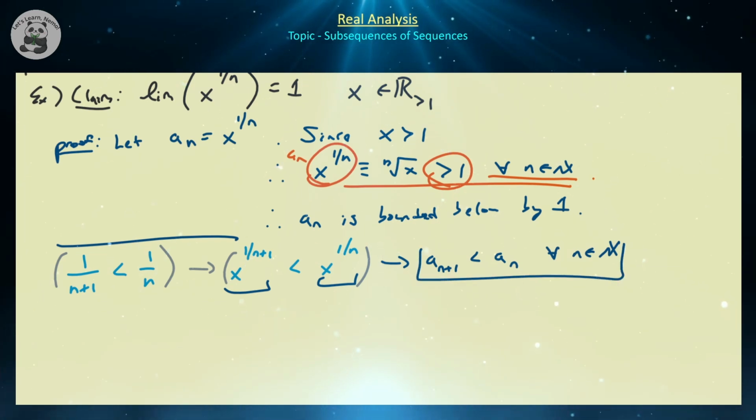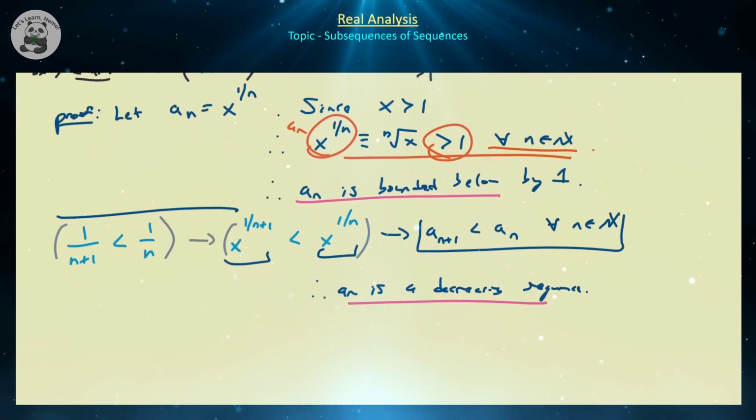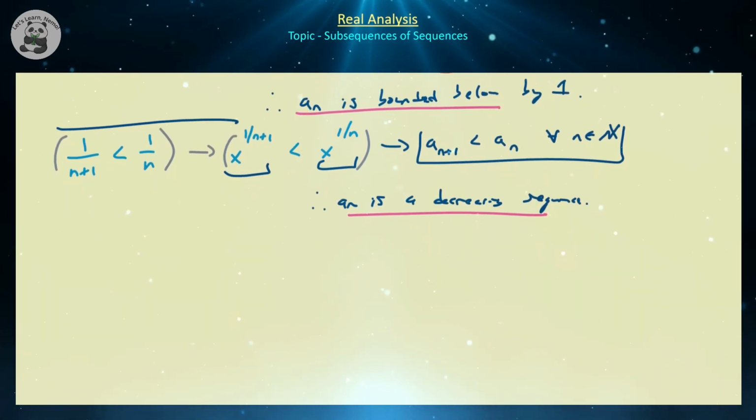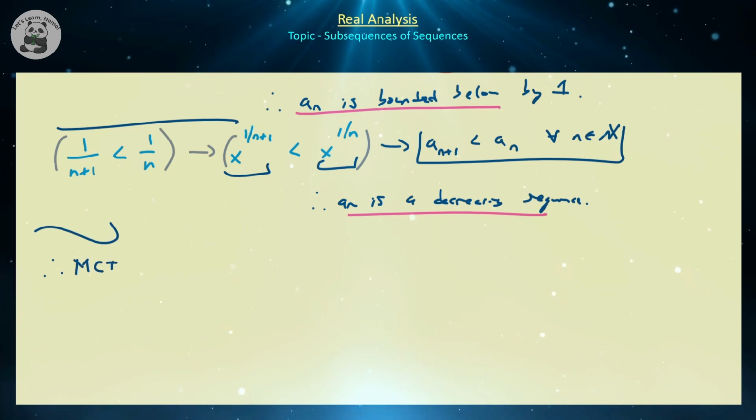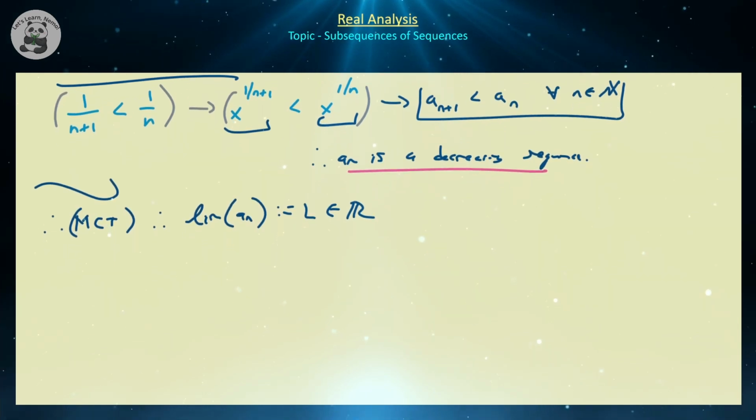So what exactly does this mean? Well, that means that a_n is a decreasing sequence. Right? So what do we have so far? We have that a_n is bounded below, and a_n is a decreasing sequence. So what does that mean about this sequence a_n? By the monotone convergence theorem, that means that the limit of the sequence a_n, which I'm going to call L, exists and is in the set of real numbers.